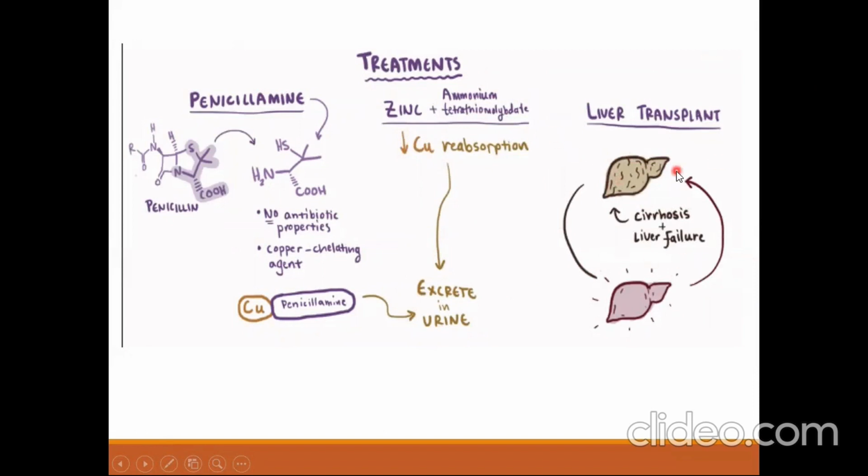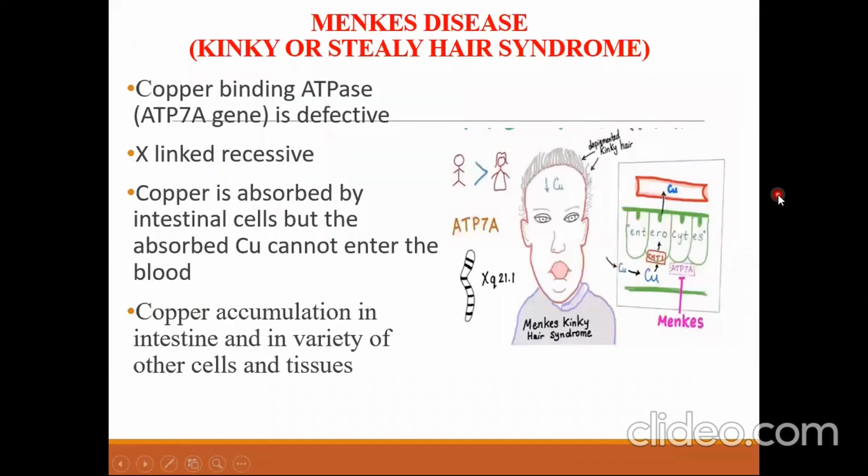So there are three modalities of treatment. One is the penicillamine. It chelates the copper and gets excreted in the urine. Administration of zinc and ammonium tetrathiomolybdate causes decreased copper resorption and hence the copper gets excreted in the urine. The last and final resort is a liver transplantation.